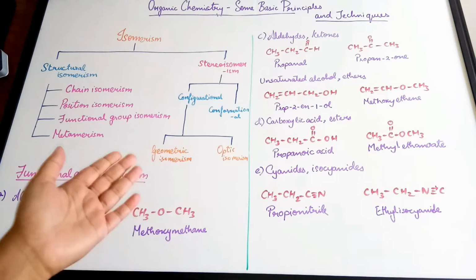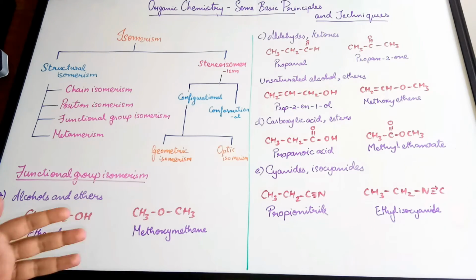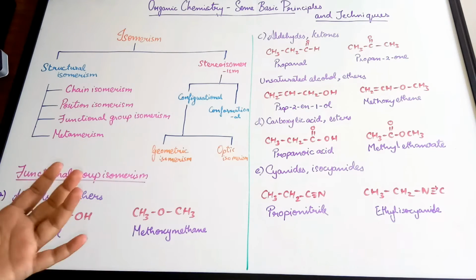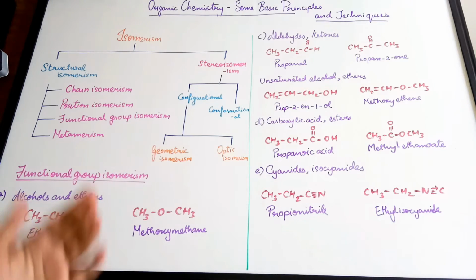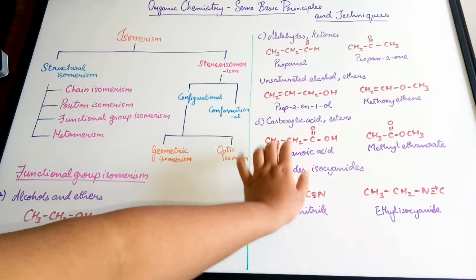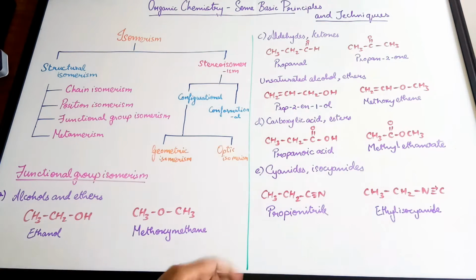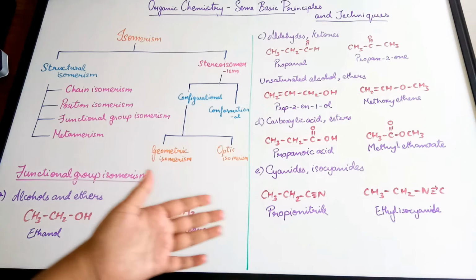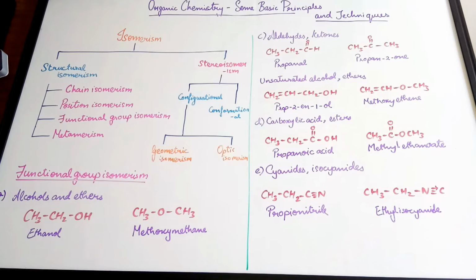The next one is carboxylic acids and esters. Basically esters are supposed to be a derivative of carboxylic acids, and here one of the CH3 has been shifted to that side, and they both have the same molecular formula. Cyanides and isocyanides: there's only a difference in terms of CN and NC in terms of bonding. So propionitrile and ethyl isocyanide, both of these are functional group isomers of each other because they have a cyanide group in this case and an isocyanide group in the second case.